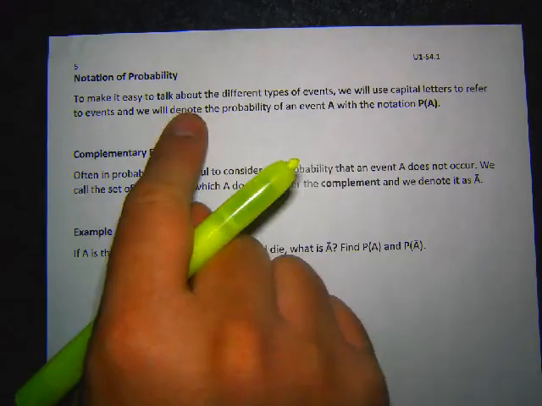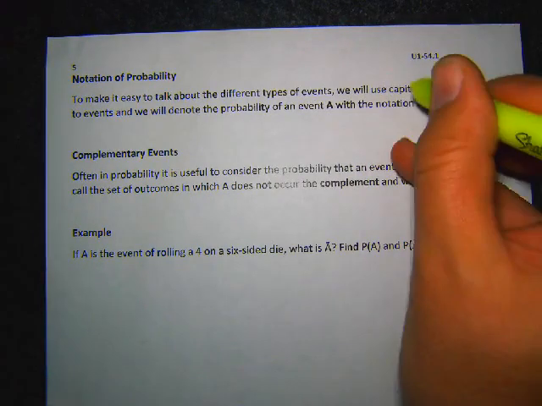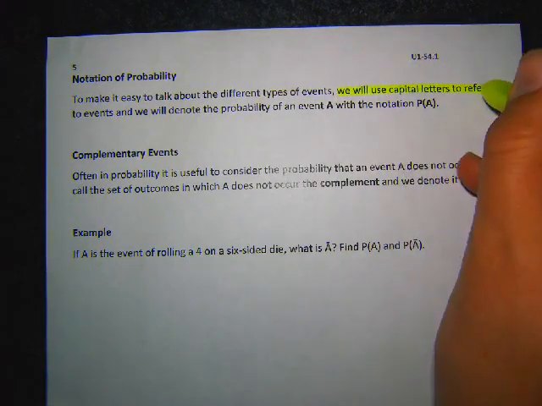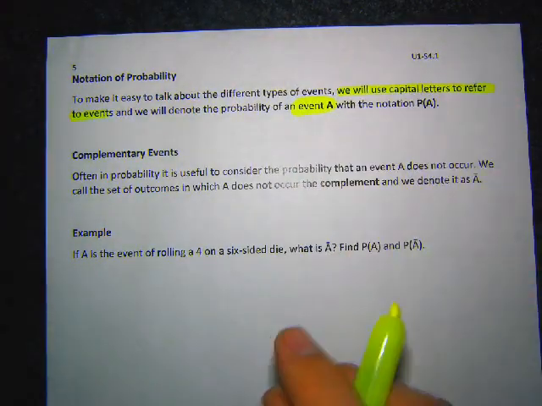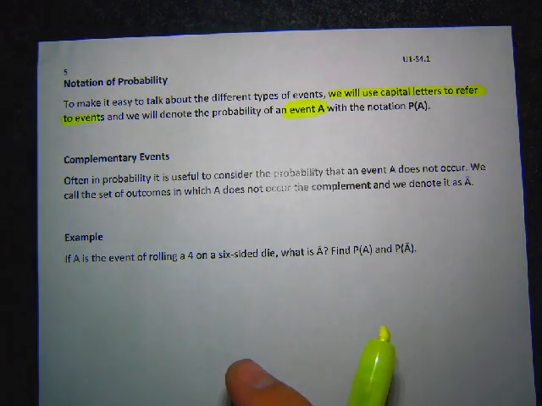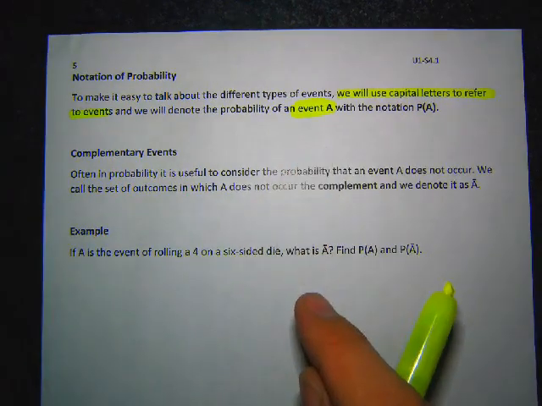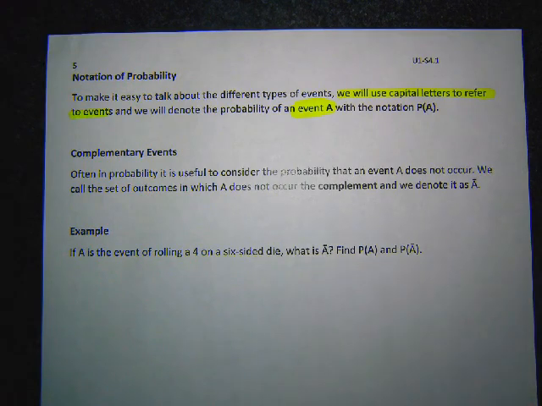So to make it easy to talk about, easy to write, we're going to use capital letters to refer to events. So when you see me using capital letters in this section, we'll use capital letters referring to an event. So event A might be getting an even on my dice. Event A might be all the kids having the same gender in a family. Event A is just what we're looking for, that collection of outcomes.